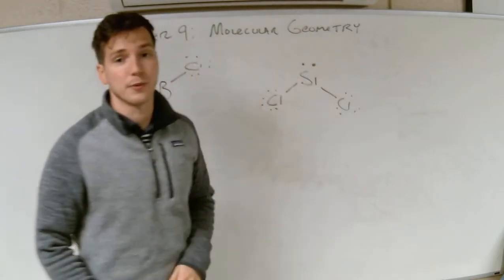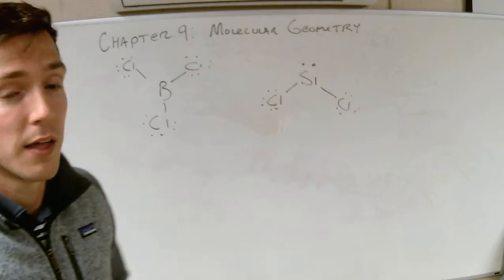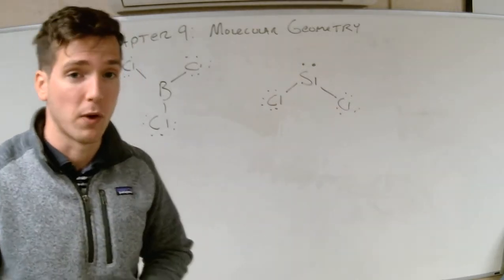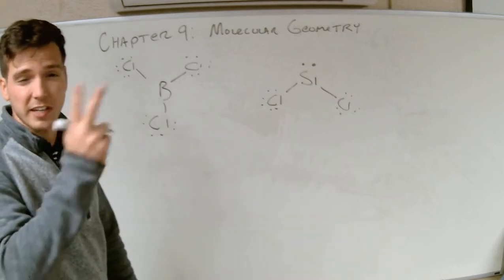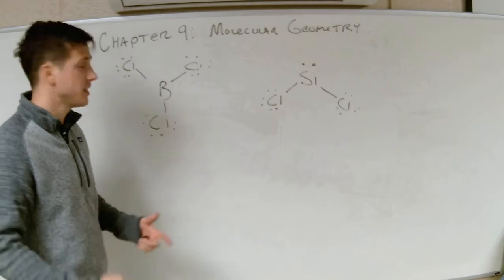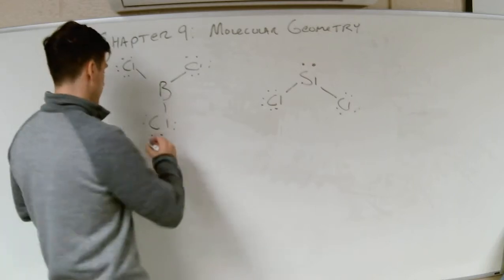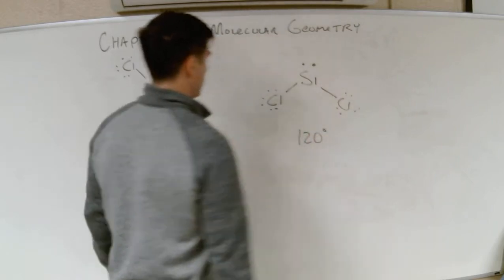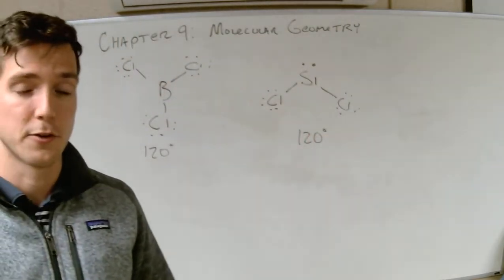1, 2, 3 domains. These guys are always going to have a bond angle of 120. If you have 2 domains, like in our last example with CO2 and beryllium chloride, those were 180 degrees. But since these ones have 3 domains, they're always 120 degrees.